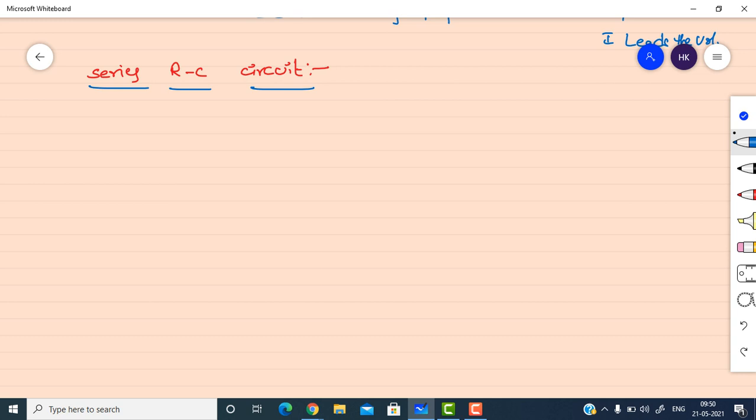So for analyzing series RC circuit, first take RC circuit, series combination. A resistor and a capacitor are connected in series and alternating voltage is applied to this circuit. This is V, alternating voltage. It is equal to Vm sin omega t. R, and this is C.